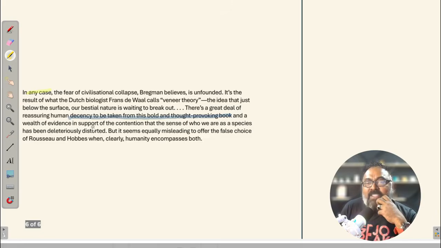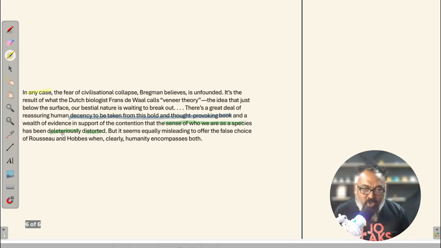And a wealth of evidence in support of the contention that the sense of who we are as a species has been deleteriously distorted. Okay, which means that the author is also conceding that the sense of who we are as a species has been deleteriously distorted. Deleterious. It's actually maliciously, wrongly distorted. Also agreeing that who we are as a species has been distorted. Agreeing with Bregman's theory. That the book is thought-provoking, the book is very nice, and I do agree that the way in which we think about human beings as a species is a very distorted view, and we really very badly missed it.